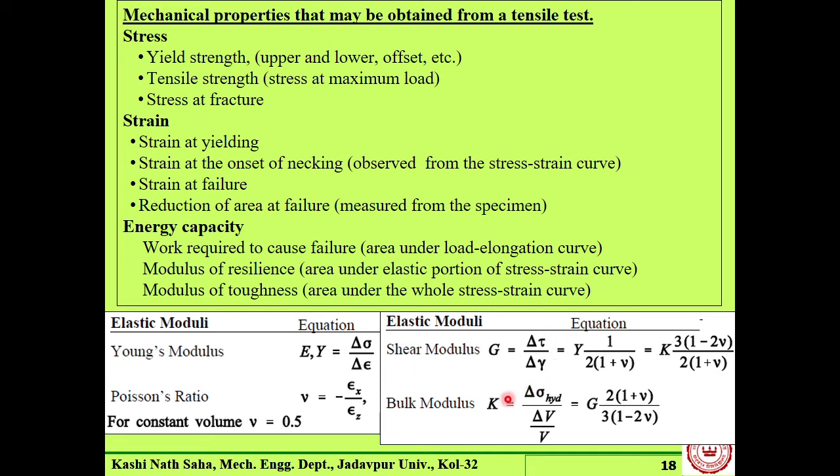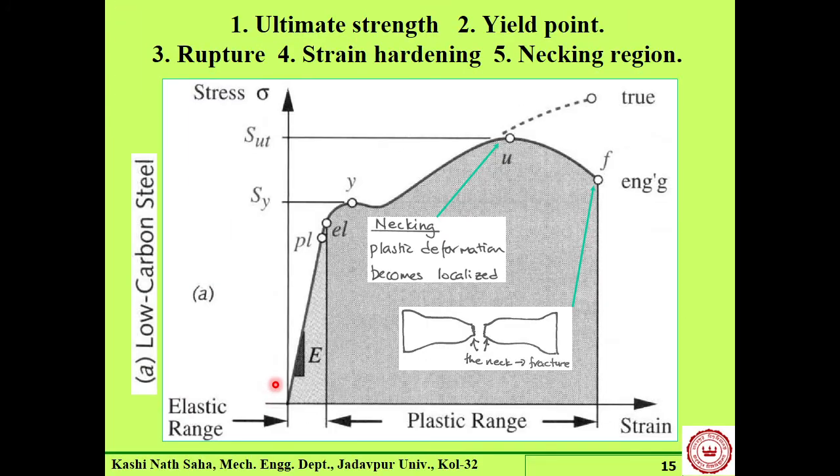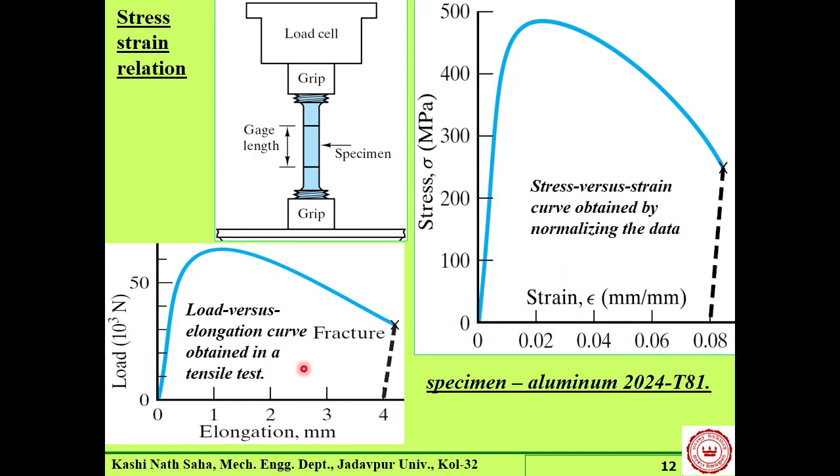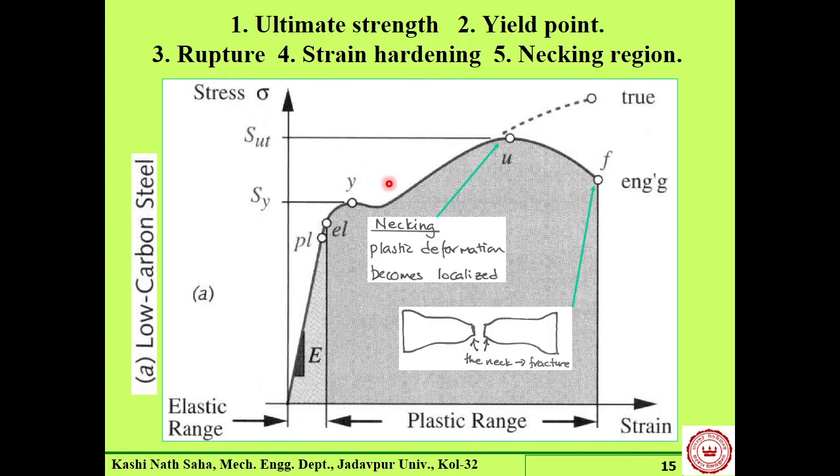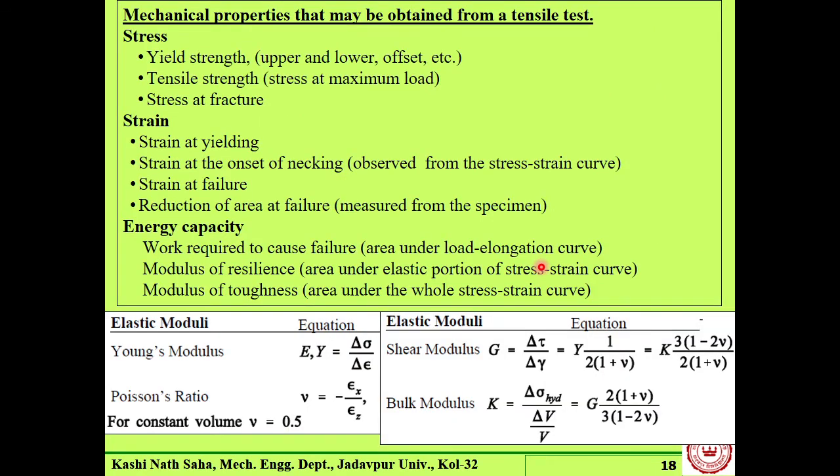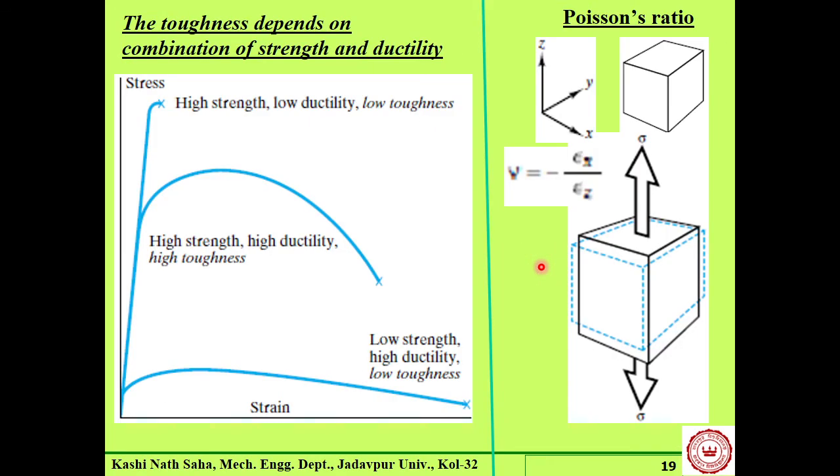Like bulk modulus, etc., and there are some more tests through which we can find out shear modulus. Poisson's ratio comes from this particular test as well. When we measure the change in diameter of the specimen, we can also measure the Poisson's ratio. We will see what it is. It is known to you as well. This is Poisson's ratio, right?